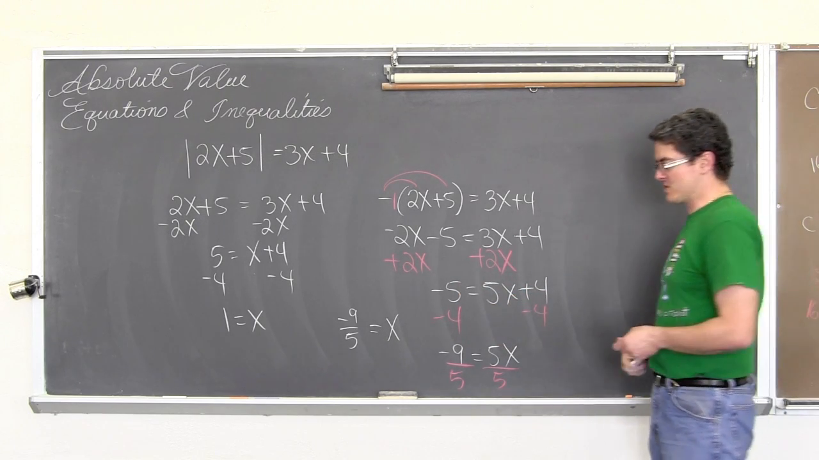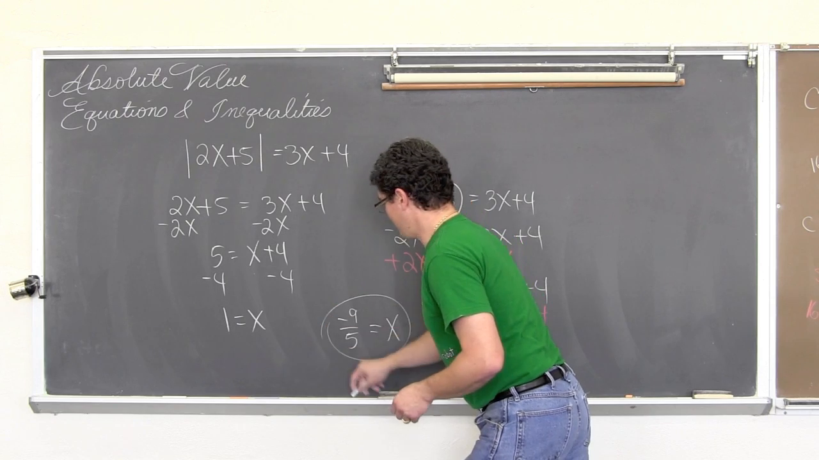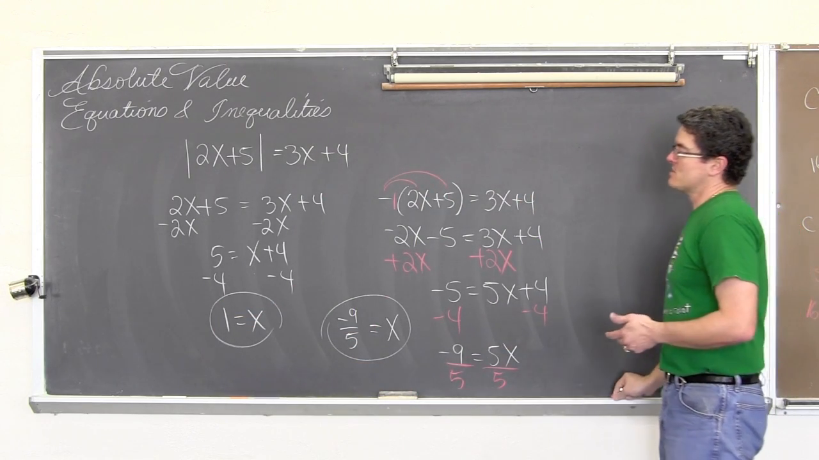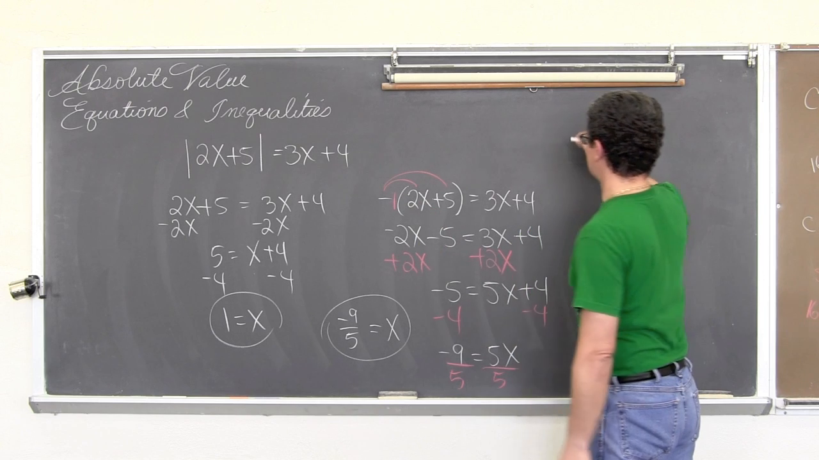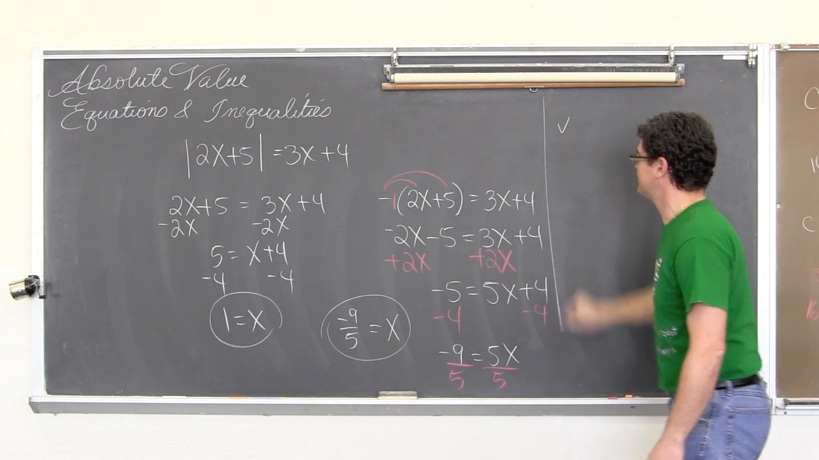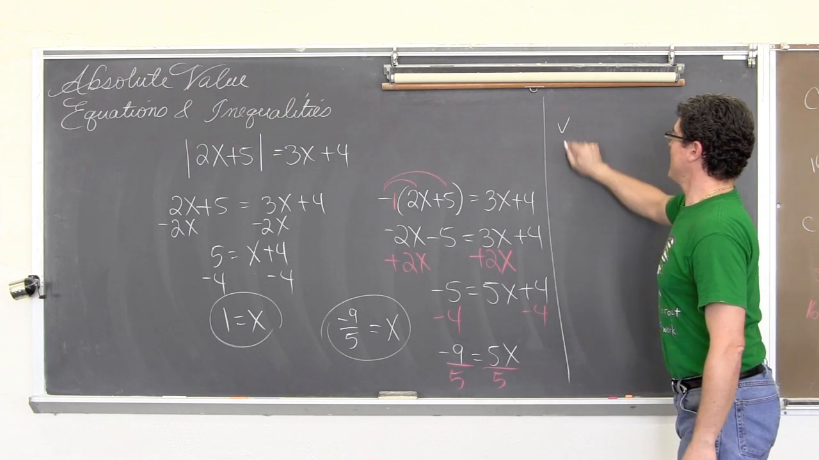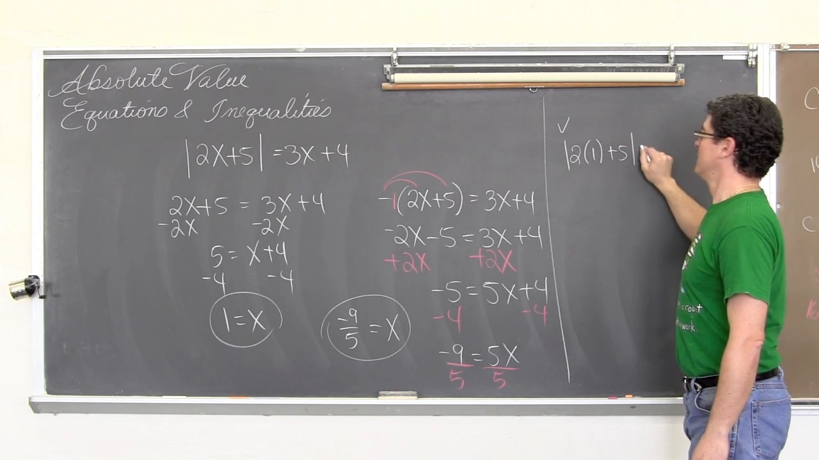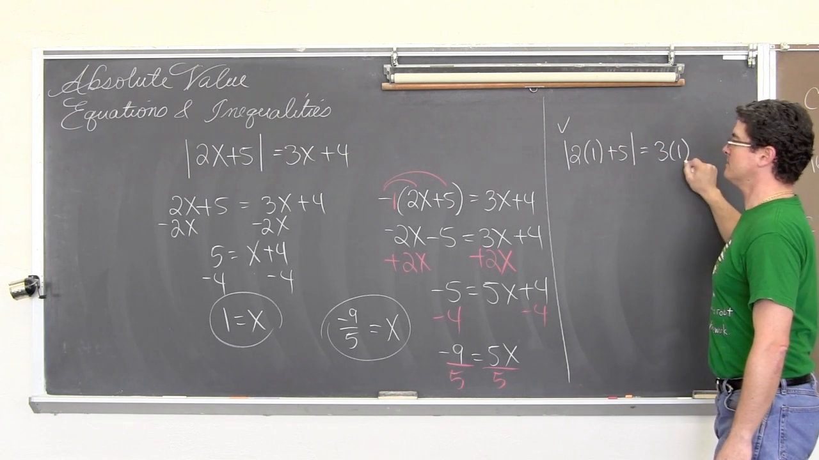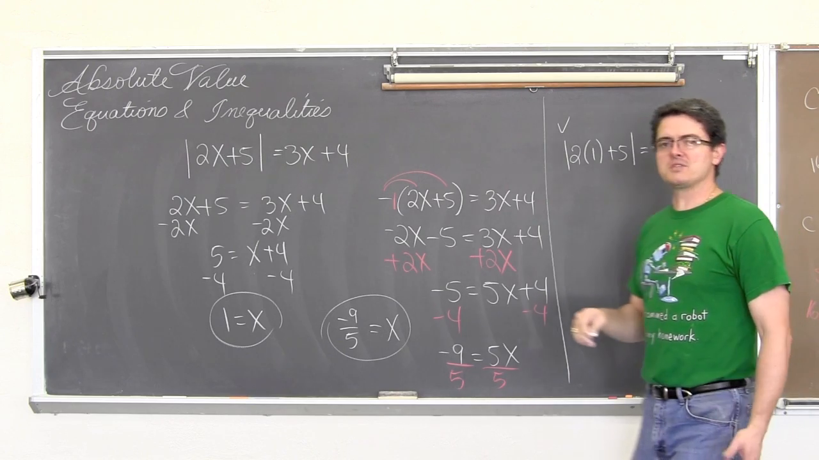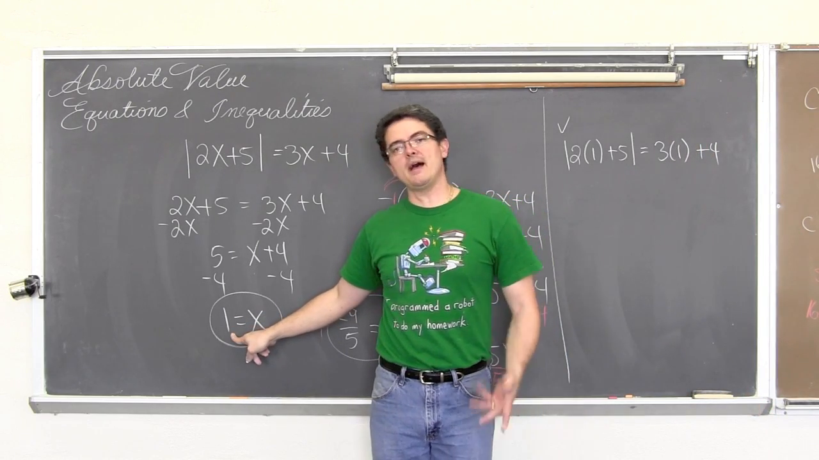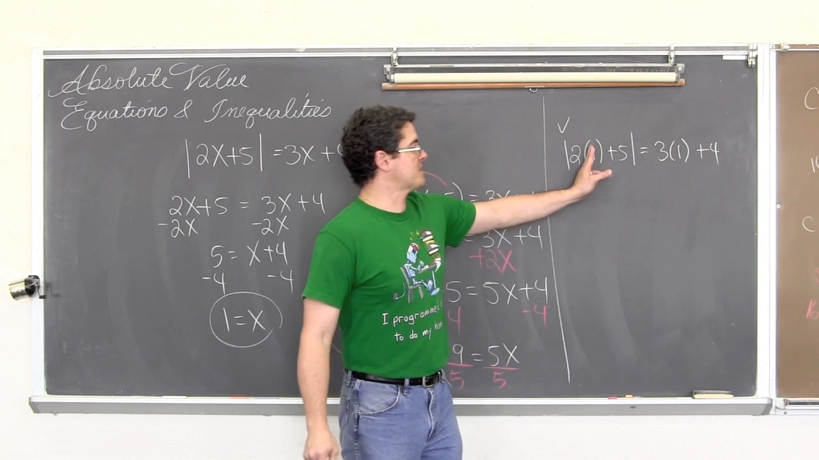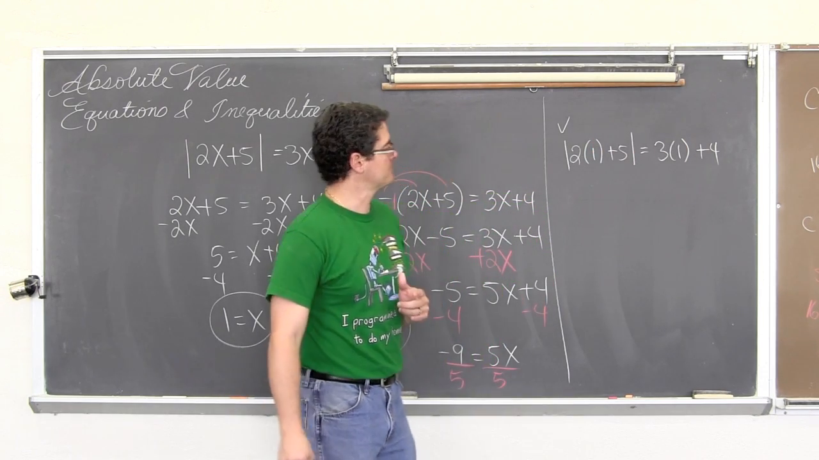We got a couple of answers that hopefully are going to work, but if we don't check them, we're not sure about it. So let's try number 1. Try the 1. So here's our check. The absolute value of 2 times 1 plus 5 equals 3 times 1 plus 4. Do you see what I'm doing? I'm just taking the value of x that we found, the value of 1, and plugging it in where we used to have the x variables.